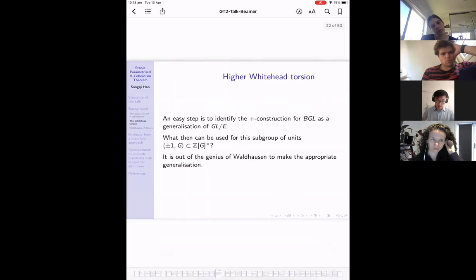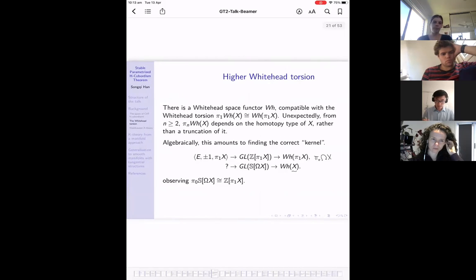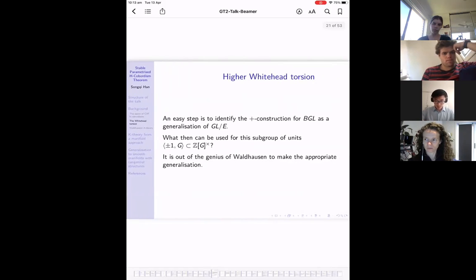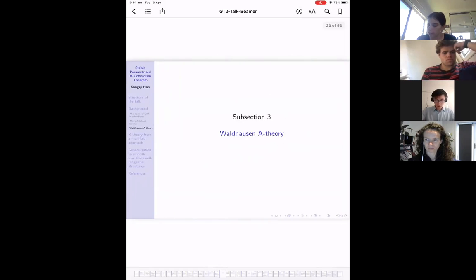An easy step is to identify the plus construction for BGL as a generalization of GL, because in the discrete case, BGL can be identified via the plus construction. But then there's something left, which is the subgroup of units generated by plus or minus 1 and the group elements. So it's very hard to find the correct generalization, and in fact it took the genius of Waldhausen to make the appropriate generalization, which brings out the final player today, the Waldhausen A-theory.